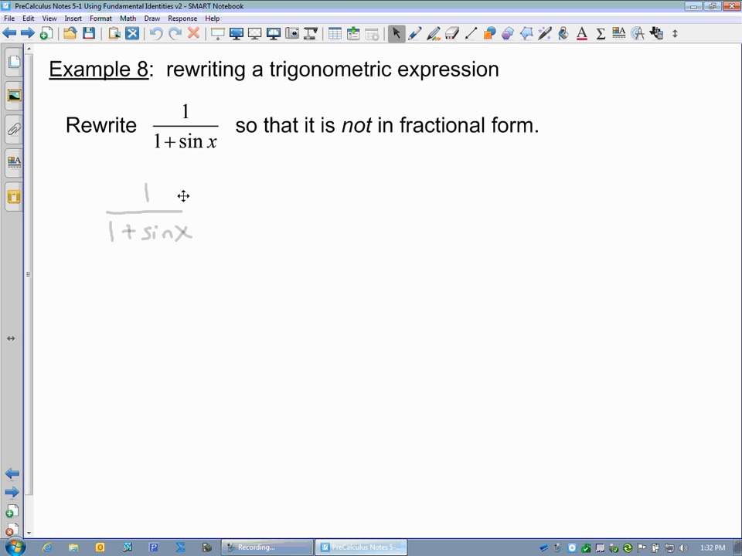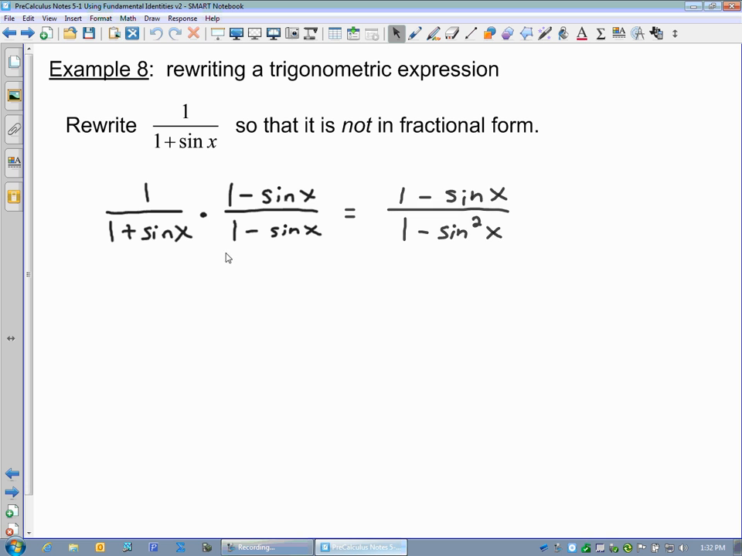So here we have our original expression, 1 over 1 plus sine of x. I want to multiply top and bottom by the conjugate. And the conjugate again is 1 minus sine of x. It looks like we're making it more complicated at first, but the idea here is we're trying to get the denominator into something that we can make a substitution.